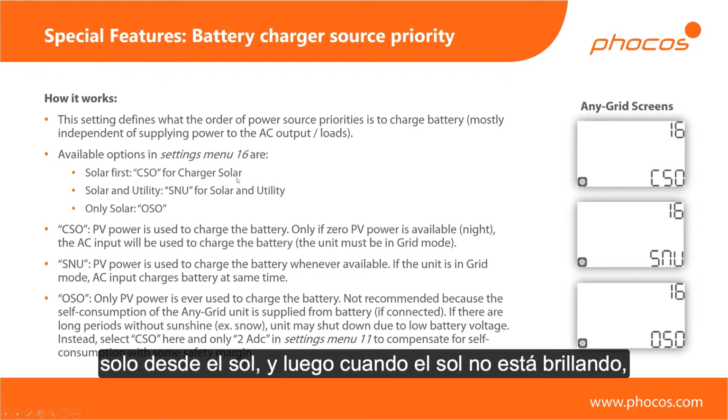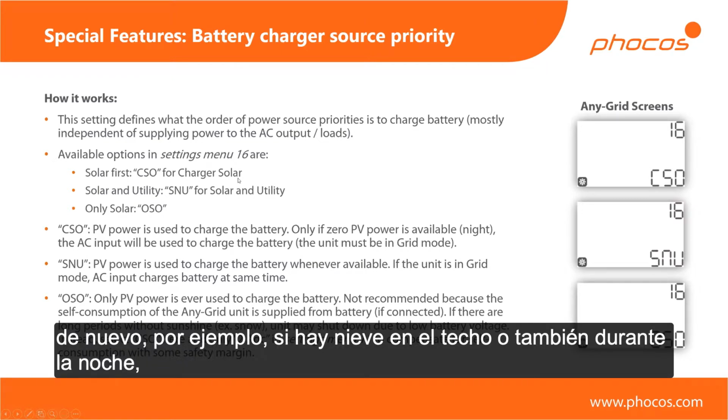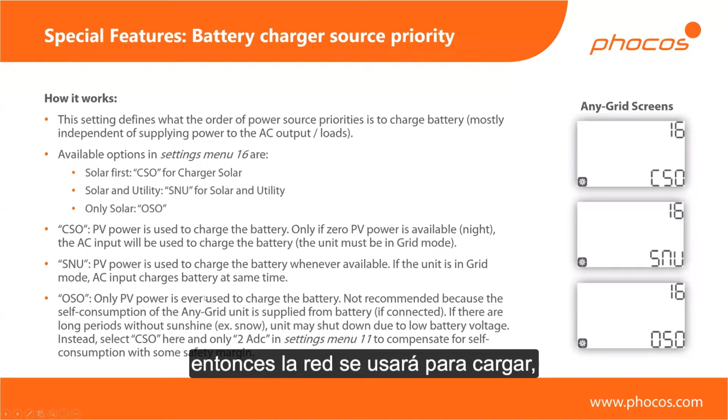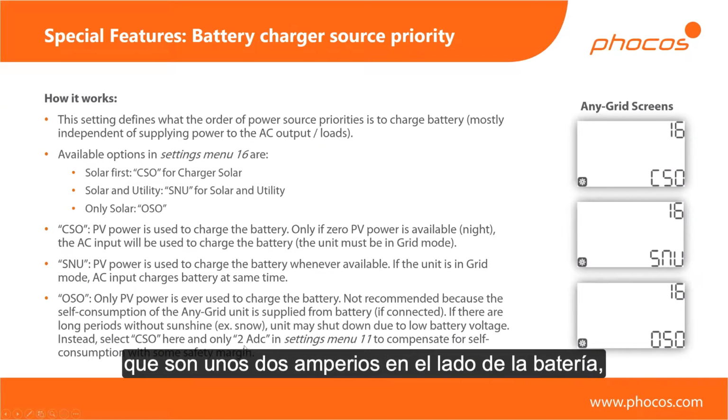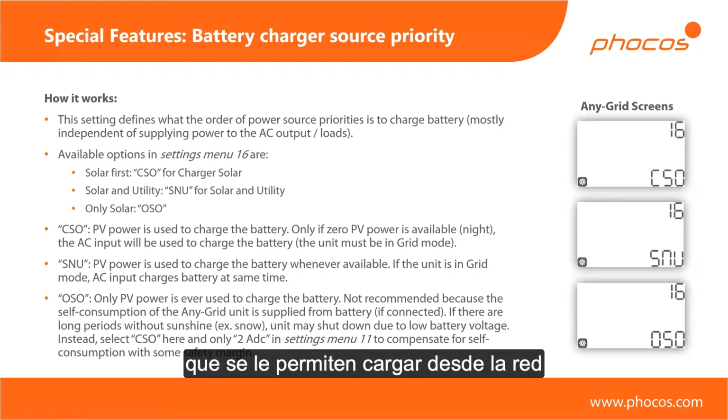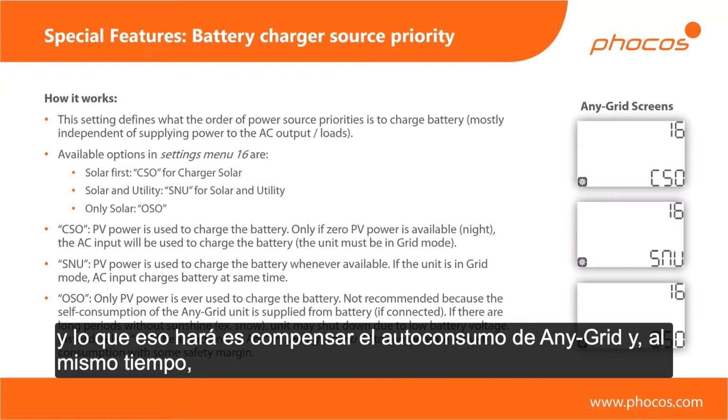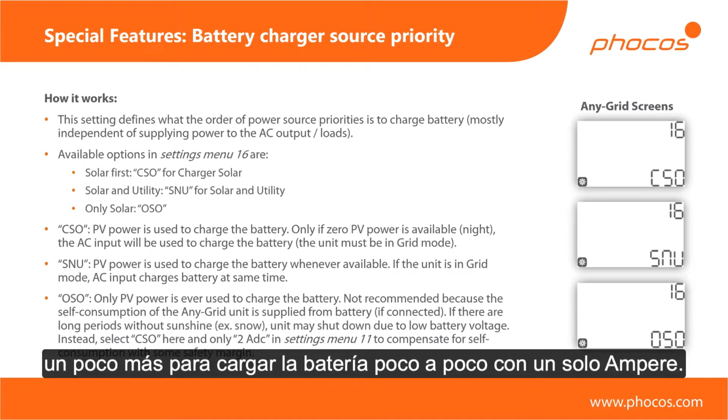And then when the sun is not shining, so again, for example, if there's snow on the roof or also during the night, then the grid will be used for charging. But then you can use a very small charging current, so only 2 amps on the battery side. So that's around about 98 watts, roughly, that you're allowed to charge from the grid. And what that will do is it will offset the self-consumption of the any-grid, and at the same time, a little bit more to almost trickle charge your battery with 1 amp.